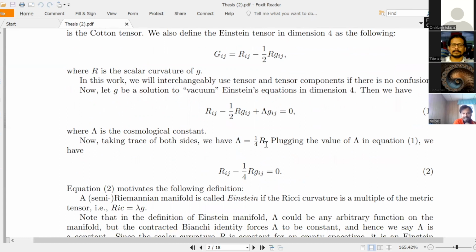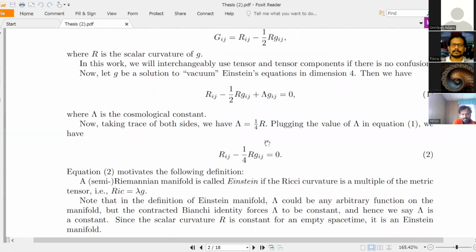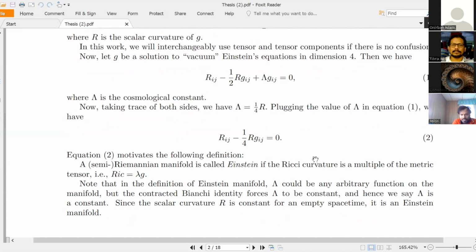And if you plug in your r value in this first equation, you have this equation, Ricci equals 1/4 r times Gij. So the second equation is my Einstein field equation. If you plug in your lambda value, remember, folks, in maths, most of the time, this is the way we define Einstein tensor. We say Rij minus 1/n times R gij, n is the dimension. Also, we have a better definition, and the motivation comes from the second equation.